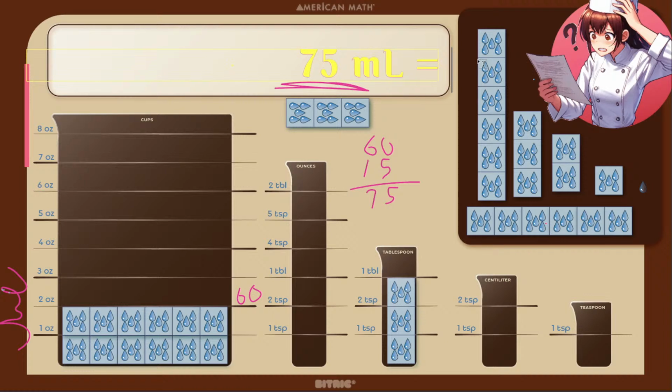So since we don't have ounces, we have tablespoons. We know that 1 ounce is 2 tablespoons. So if we double that, since we have 2 ounces, it'd be 4 tablespoons. But we can't forget the one we have in our beaker. So we have a total of 5 tablespoons. So let's put that in here. Type 5 tablespoons. There we go. Very good. 5 tablespoons. Is there another way we could write that? Or a more efficient way?